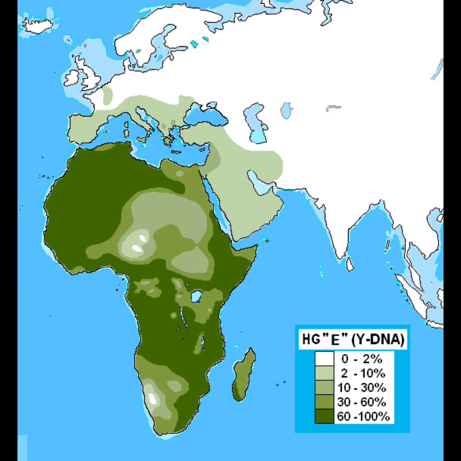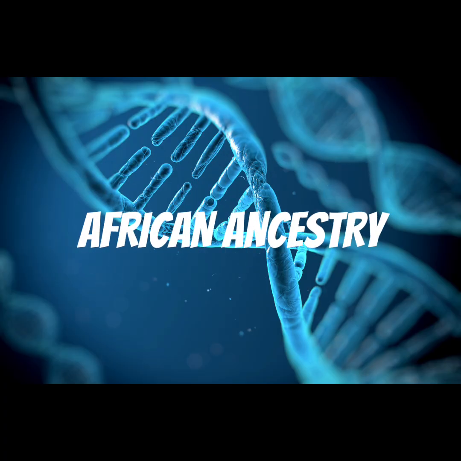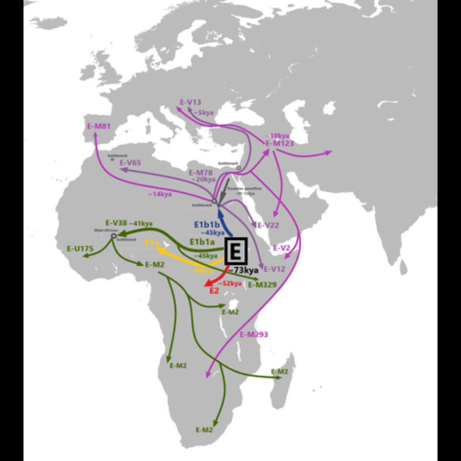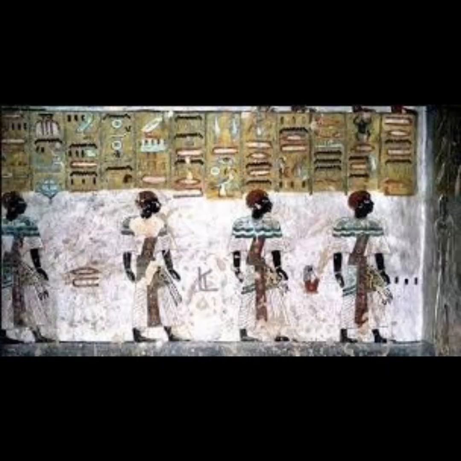Implications. The presence of haplogroup E subclades in ancient Egypt has significant implications for our understanding of ancient Egyptian population dynamics and cultural exchange. The data suggests: 1. African ancestry. Ancient Egyptians had a significant amount of African ancestry, which is consistent with the idea that ancient Egypt was part of a broader African cultural and genetic landscape.